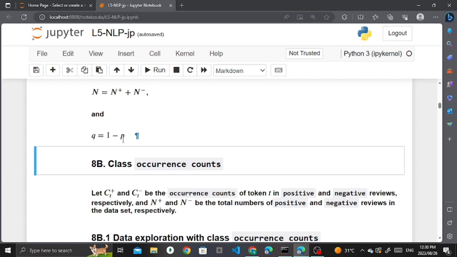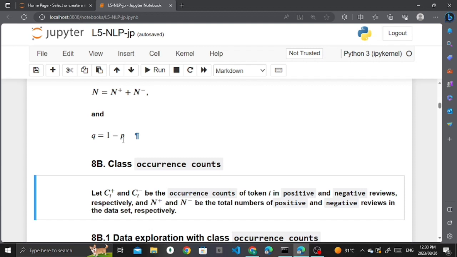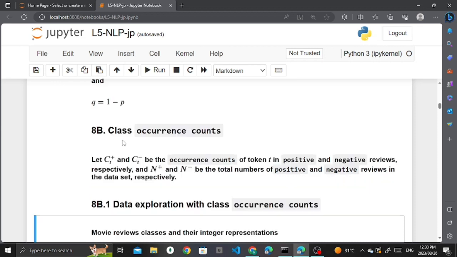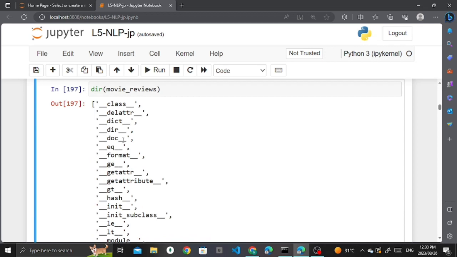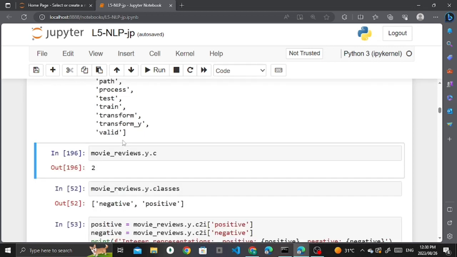The next thing is class occurrence counts. Class occurrence counts are the number of instances belonging to each category in a dataset, which is essential for understanding class distribution and influencing class priors and model training. Then we're going to explore the data with class occurrence counts. You can see it after the lesson.